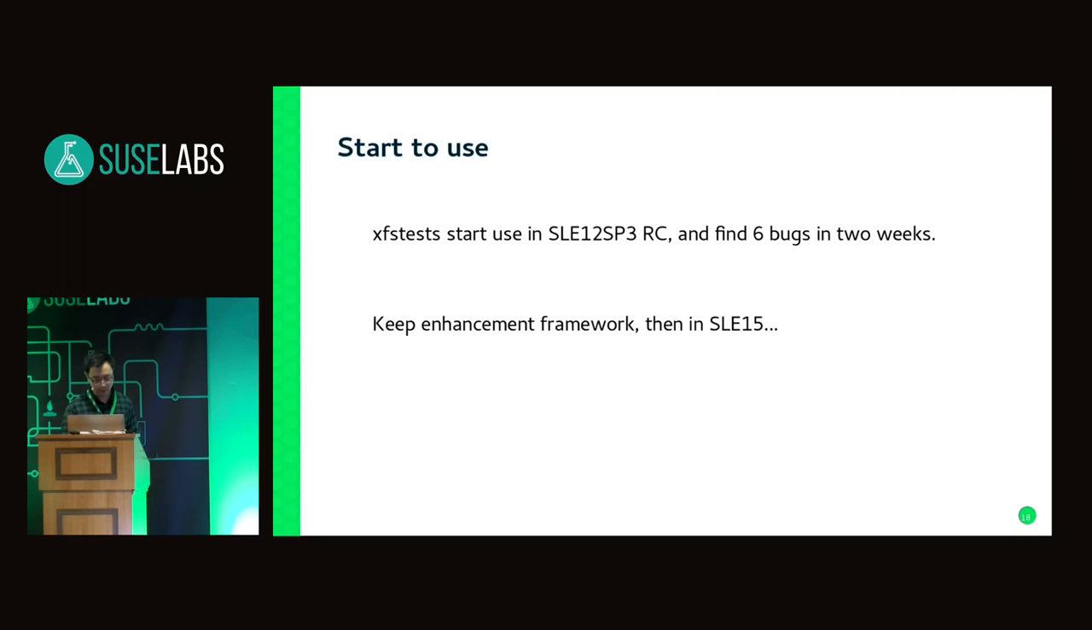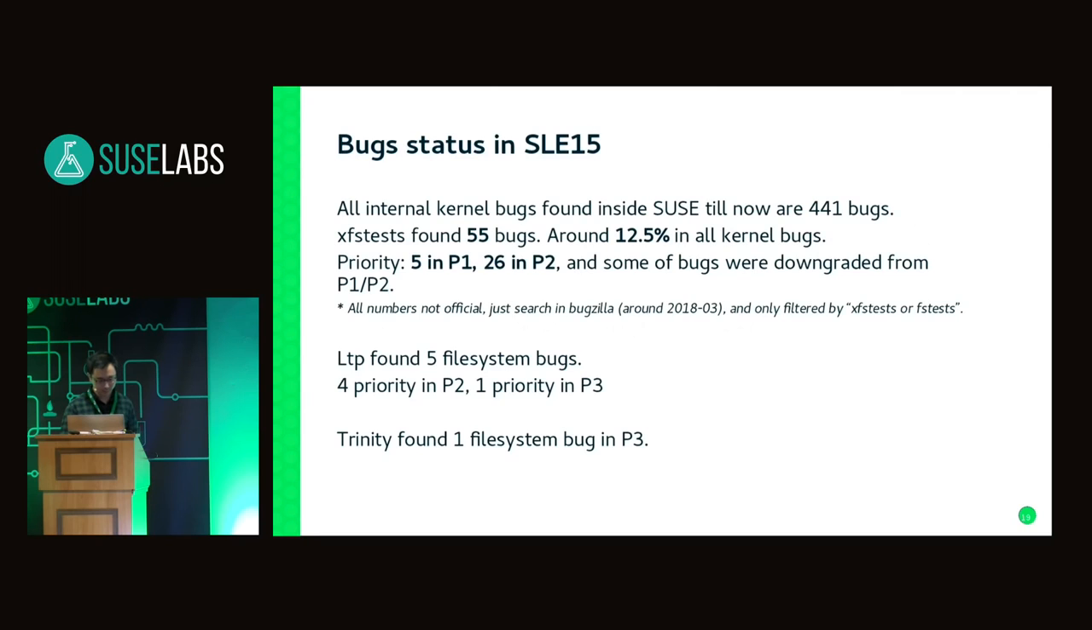And then in SLE 15, it found 55 bugs. I got this number by searching the bug data and filtering by xfstests or fstests. It covered around 12.5% of the kernel bugs we found in QA, and of them, the priority is not too low.